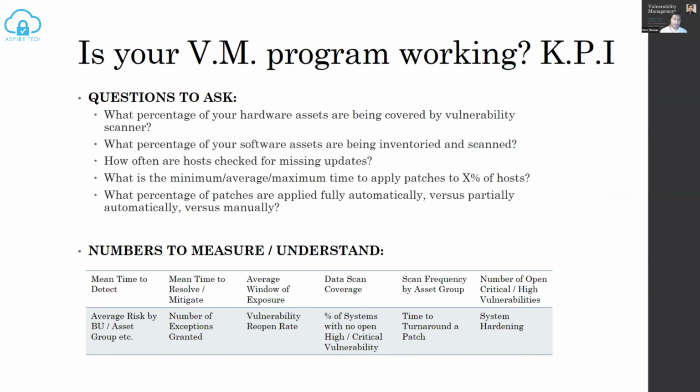So at this point, you have a successful program set up, right? How do you validate that? How do you know that you are actually doing a great job? These are some of the questions that you can ask yourself. Are we doing a good job? Is this program working for us? What percentage of our assets are covered in our scan? How often are we pushing updates? Are they being successful? And how do you validate that? So these are some of the very good metrics to determine the success of your program.